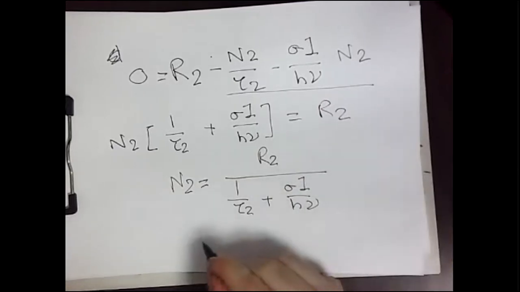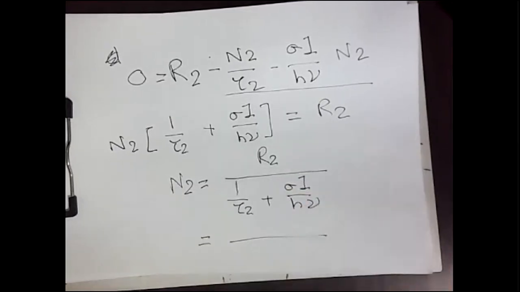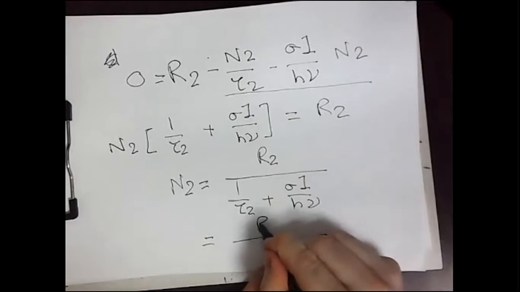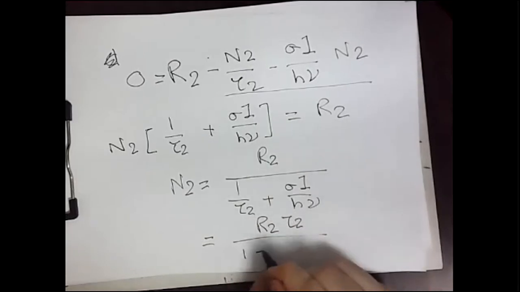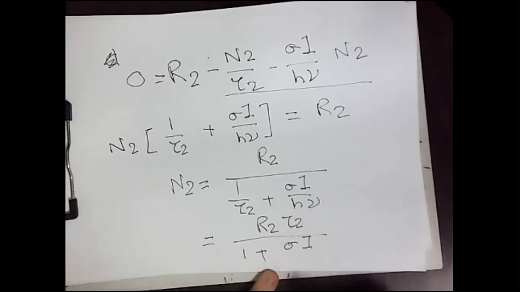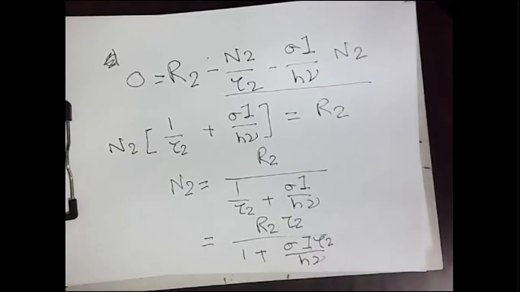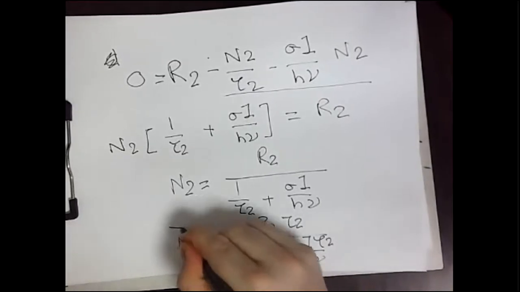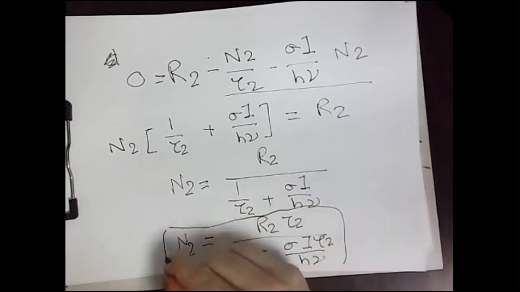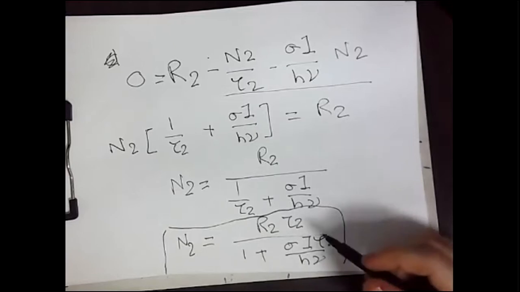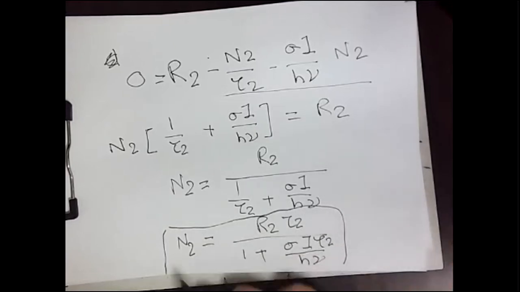Or you can write it in a neater manner by multiplying by tau 2 in both numerator and denominator, and get N2 equals R2 tau 2 over (1 plus sigma I tau 2 over h mu). So this is an equation for N2. You can ask me now, what is the benefit of having this equation? This is just an equation that represents the population in level N2, assuming a steady state condition, and assuming that N2 is much greater than N1, of course. It's just a closed form for N2. That's all. But how can we make use of this equation?